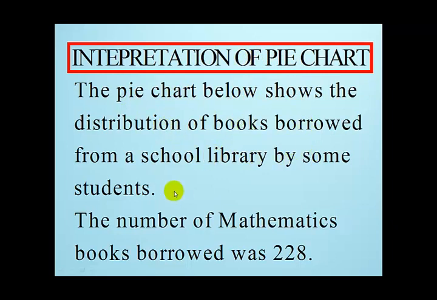The pie chart below shows the distribution of books borrowed from a school library by some students. The number of mathematics books borrowed was 228.